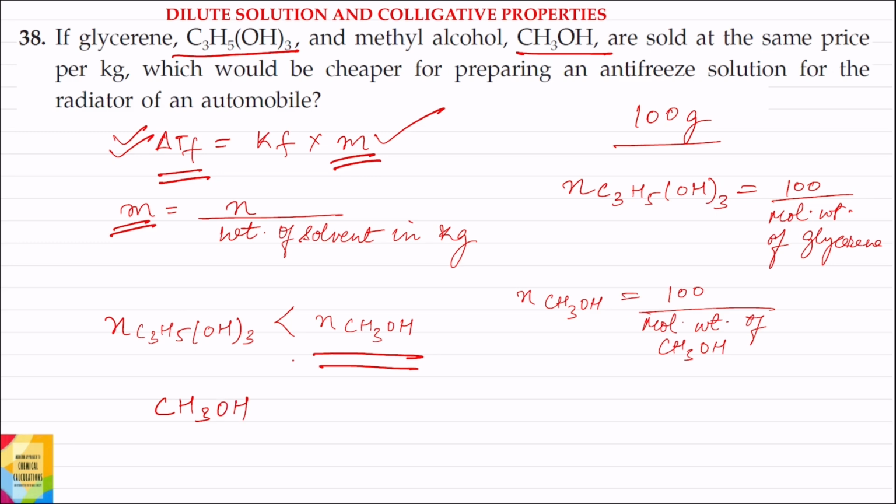Moreover, since the number of moles of methyl alcohol is greater than number of moles of glycerin, number of particles in solution of methyl alcohol will be greater than the number of particles of glycerine, as a result of which the depression in freezing point produced by methyl alcohol will be greater than that produced by glycerine.